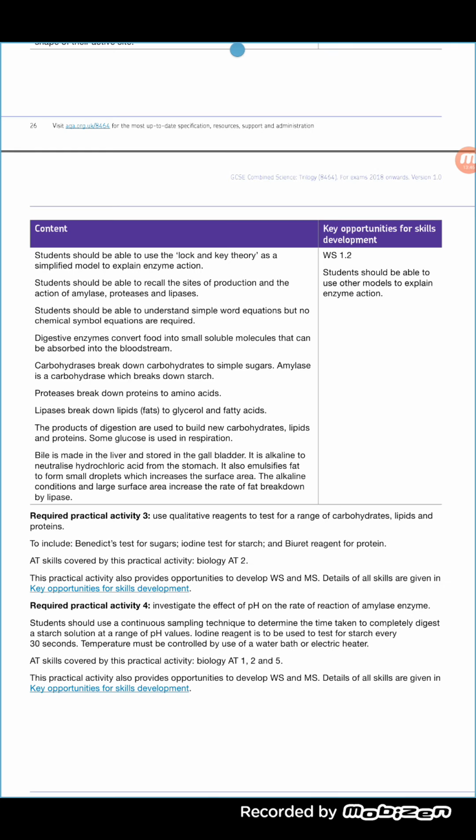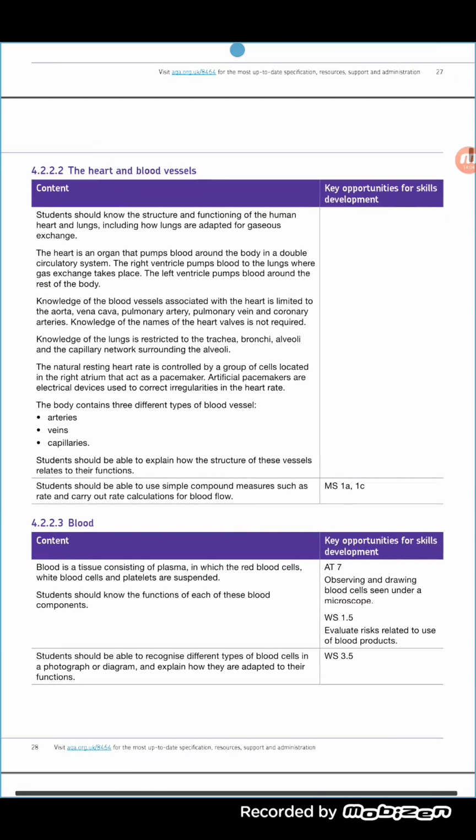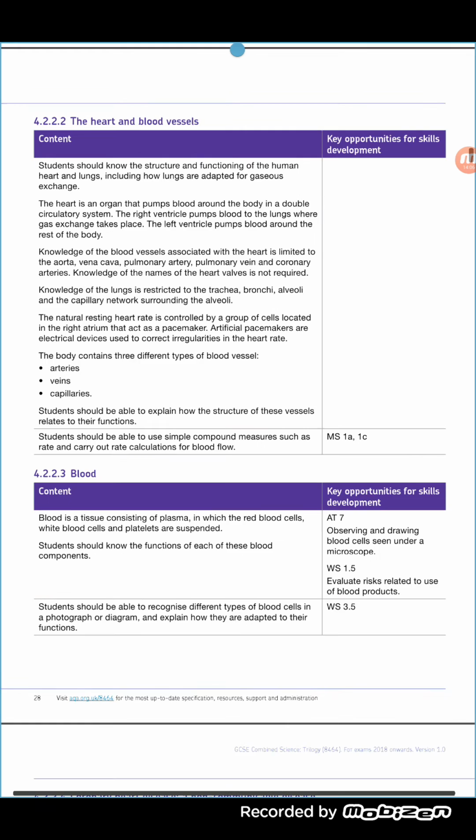And as I say these things, I'm talking about different enzymes: amylase, protease, pepsin, lipase, carbohydrases. You need to know all those. You need to know where they're found in the body, in the digestive system, and you need to know what pHs they need. Then we come on to the heart and blood vessels and the contents of blood.